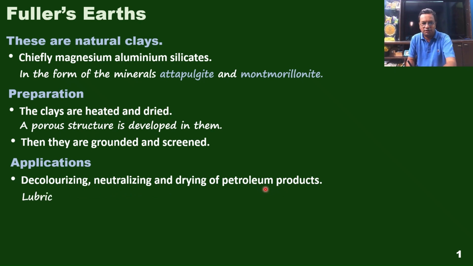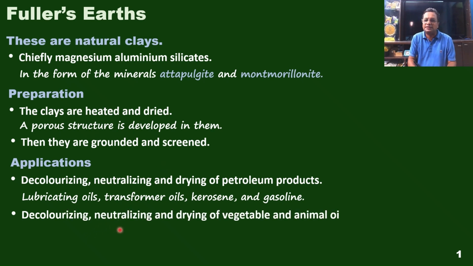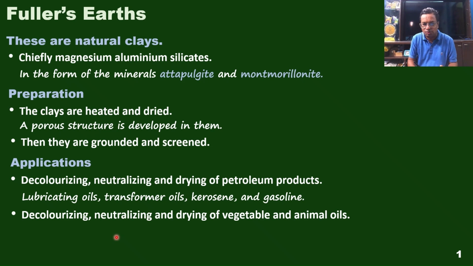Among the petroleum products, you have lubricating oils, transformer oils, kerosene and gasoline. In the decolorizing, neutralizing and drying of all these petroleum products, Fuller's earths are used as adsorbents. They are also used for decolorizing, neutralizing and drying of vegetable and animal oils. So for oils obtained from vegetables and animals, in order to decolorize or neutralize them or to remove moisture from them, Fuller's earths are used as adsorbents. This is another application for them.